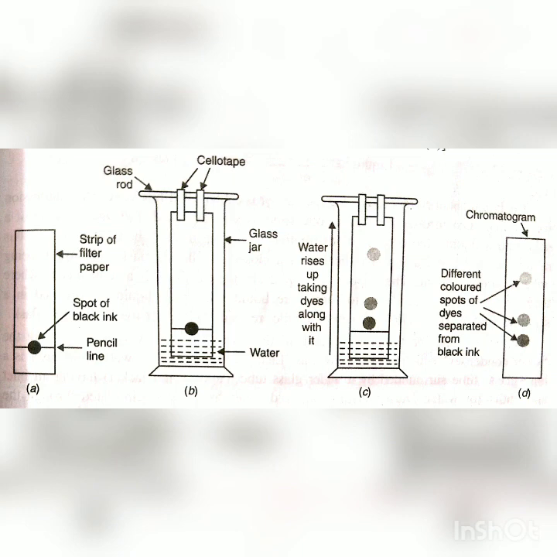different positions. When the water reaches near the top end of the filter paper, the paper strip is removed from the jar and dried. Now, we get the paper with its separate colored spots, and this paper is known as a chromatogram. This chromatogram has three colored spots. So it means the sample of ink has three components mixed in it.